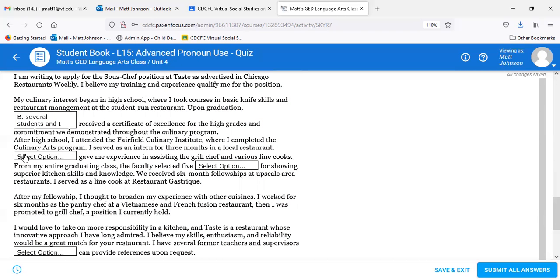So after high school, I attended the Fairfield Culinary Institute, where I completed the culinary arts program. I served as an intern for 3 months in a local restaurant.